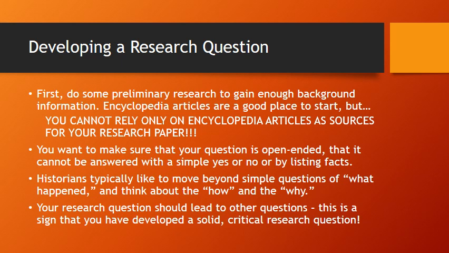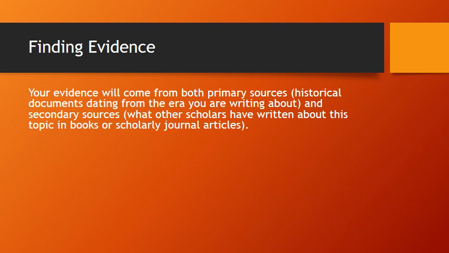So, now that you've come up with a topic, you have your background information, and you've developed your research question, the next step is to start looking for evidence. And as I mentioned before, your evidence for this paper will come from both primary sources, which are historical documents that were written or created during or immediately after the event that you will be writing about, and secondary sources, what other scholars have written about this topic in books or scholarly journal articles. And the best place to start looking for this evidence is Shapiro Library.